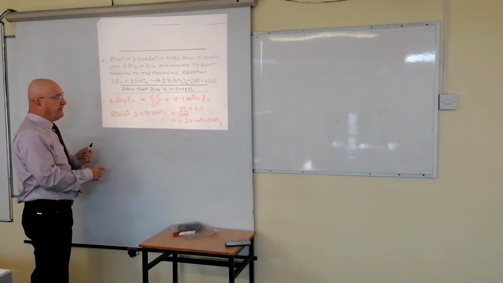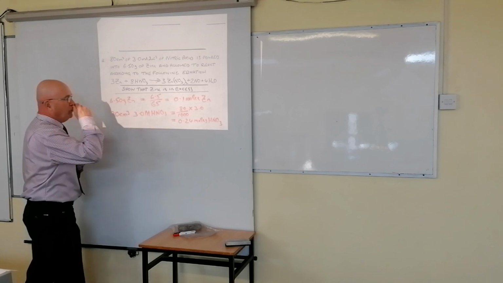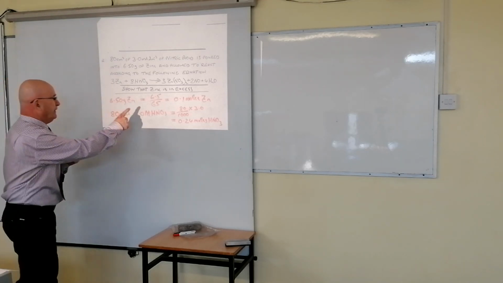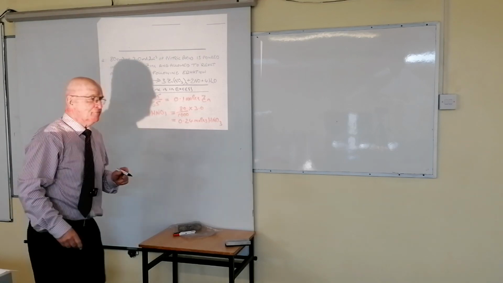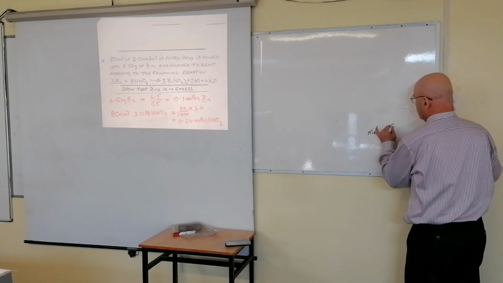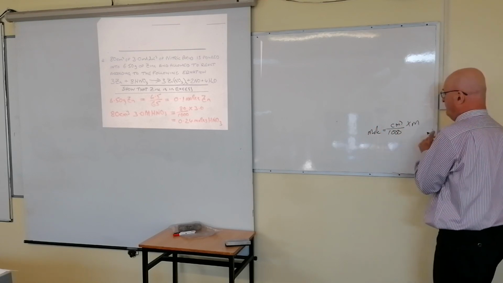6.5 grams of zinc equals 6.5 divided by 65, which equals 0.1 moles of zinc. Are you okay? I divided by the Mr. And the second one, do you remember our formula again? Here we go. Moles equals centimeters cubed divided by 1000, multiplied by molarity.